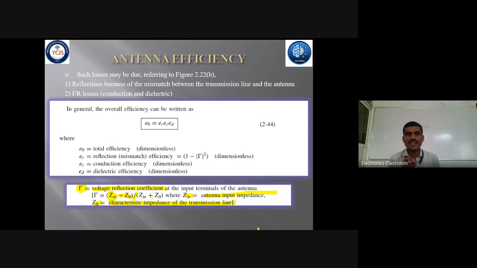When the antenna and transmission line are connected together, at that time two different impedances are present. One impedance is for the antenna, another impedance is for the transmission line.